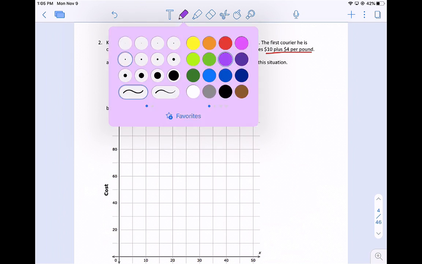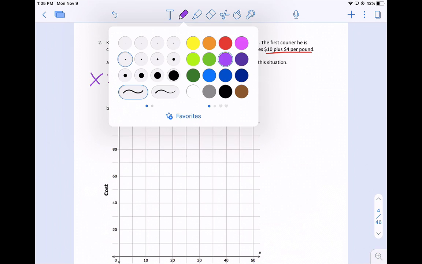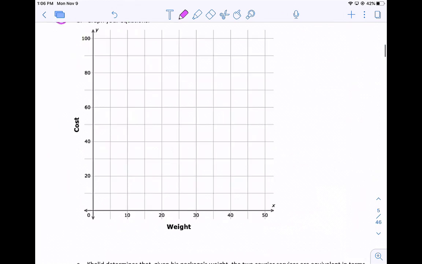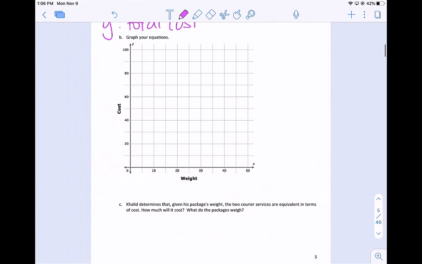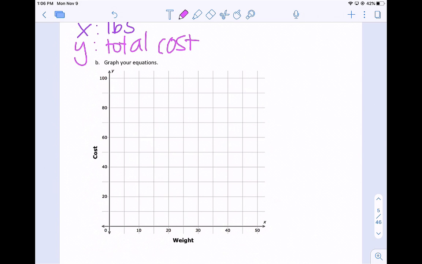All right, so again, let's say x is the number of pounds, which the abbreviation for pounds is lbs or hashtag. So there's pounds, and we'll say again that y is the total cost. And if you notice in our graph, here's the weight in pounds. That's the independent variable or x, and then the cost is the dependent variable, and that would be y.